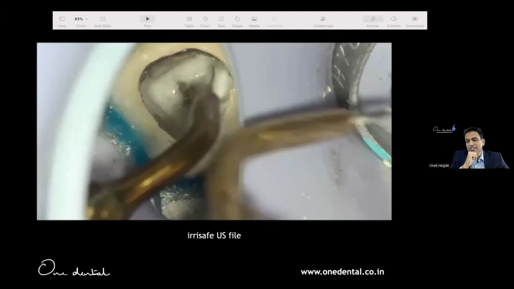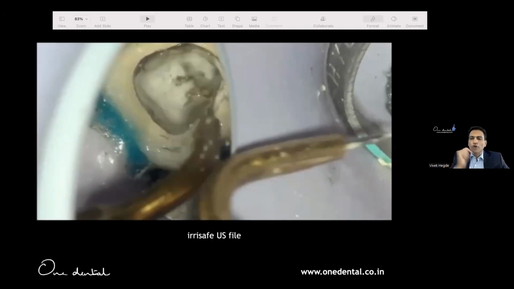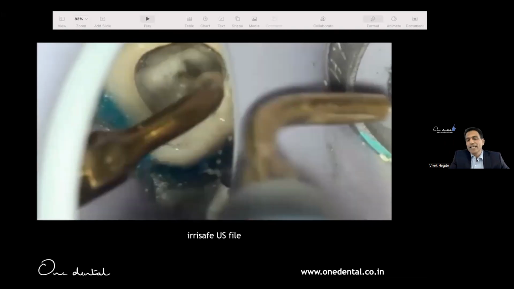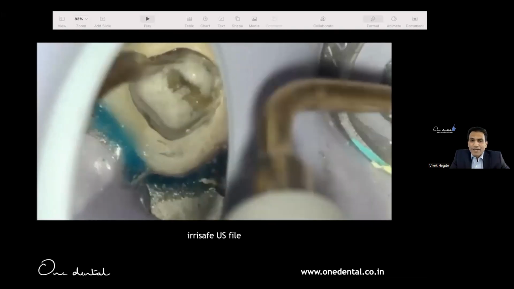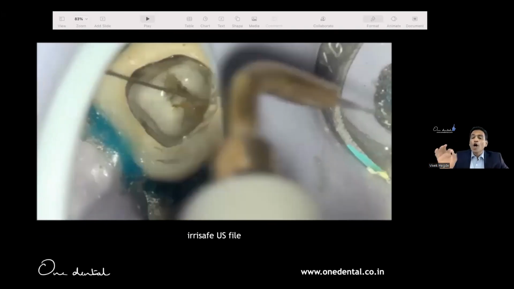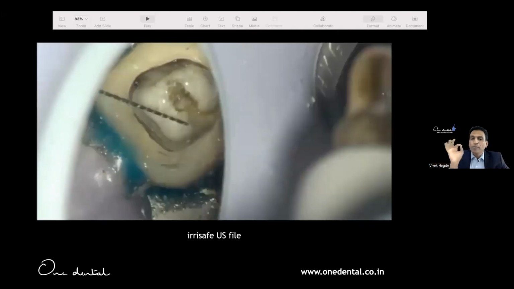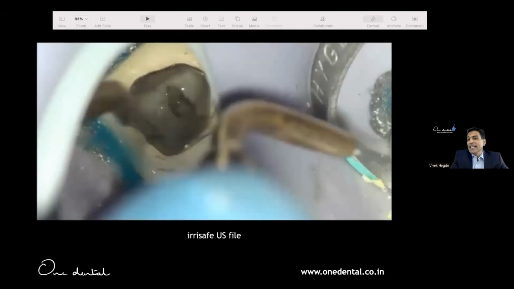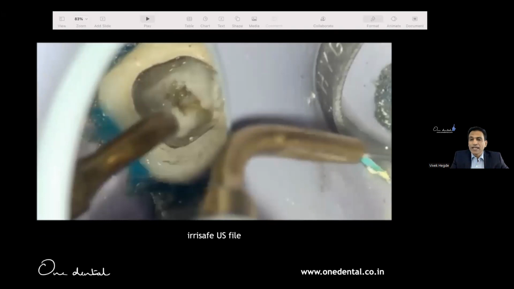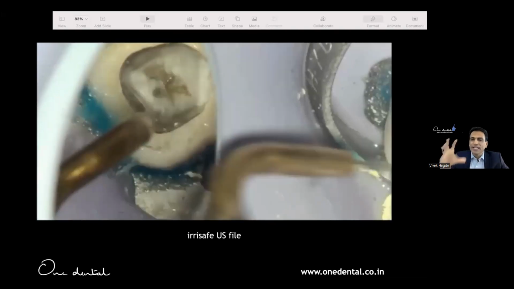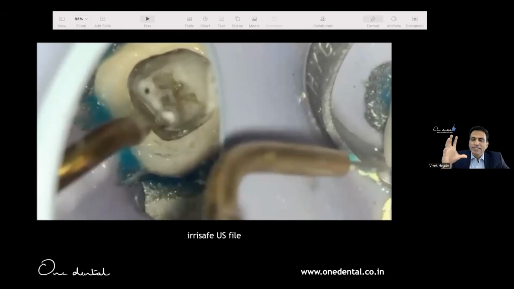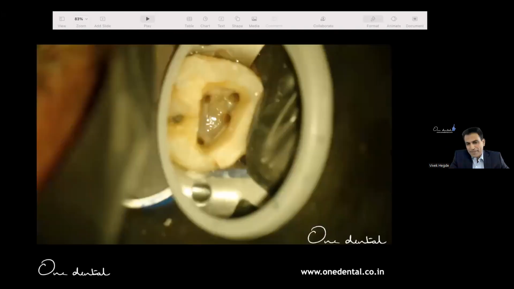What about these? These are ultrasonics. It's called Irrisafe from Satelec, now Acteon. Very effective. You get these blunt, non-cutting files, where you put irrigation and a mechanical activator. They're definitely better than sonic. But then you need a good power generator. When I say power generator, it's the scaler.